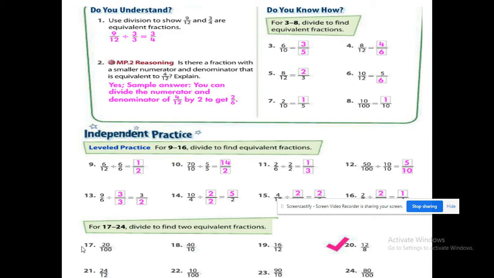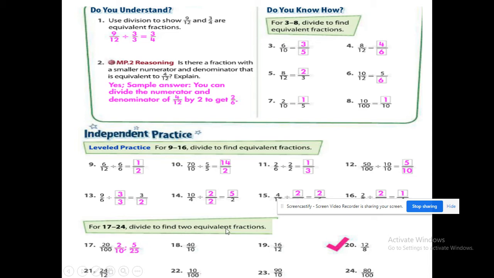So let's start. Number 17, 20 over 100. Why not think about 10 as a factor and divide the 20 by 10 and the 100 also by 10? 20 divided by 10 gives me 2, and 100 divided by 10 gives me 10. So here I divide them by 10 over 10 and I got this equivalent fraction.